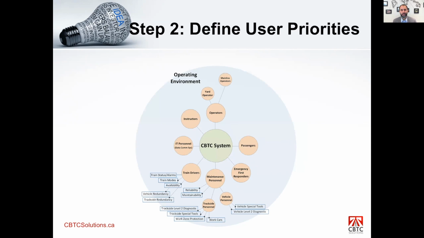Trackside special tools. Is there a laptop? Is there a special cable? Is there special equipment they need to maintain their system? That needs to be defined. Work zone protection. When trackside personnel are at track level, how are they protected? Because if the system is in operation during revenue service, there needs to be a mechanism in place to be able to protect those workers at track level. Because in a CBTC system, trying to protect workers at track level is very different from a traditional system.